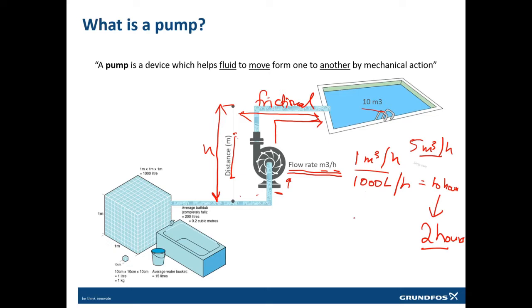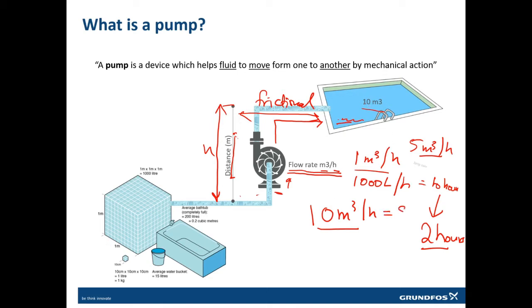Now for example, you come to a point where you want a pump which can fill the swimming pool in just 1 hour. So you need a pump of 10 meter cube per hour, and then this swimming pool will be filled in just 1 hour. So how can we select it? At the end of the day, it depends on the designer, or the owner, how big he wants his machine to be, or how fast he wants this swimming pool to be filled.